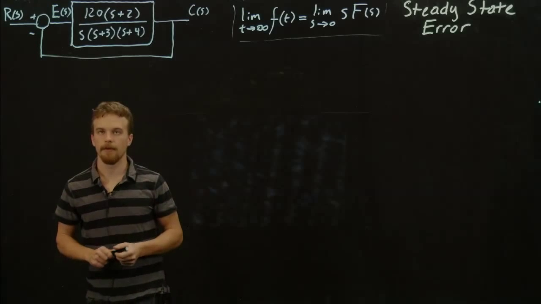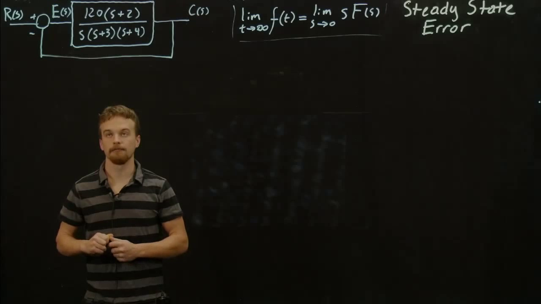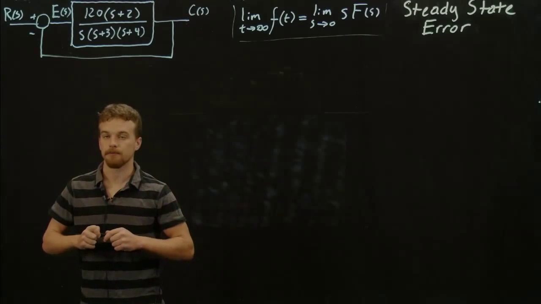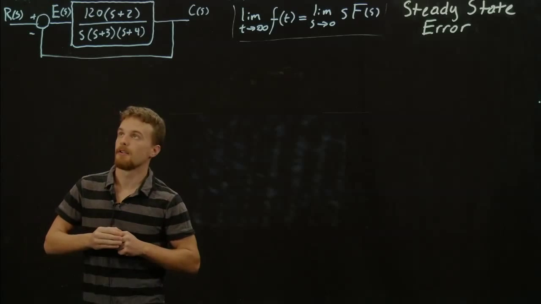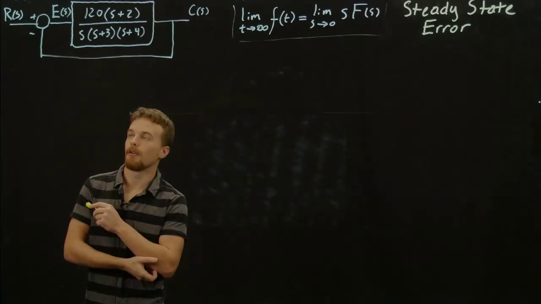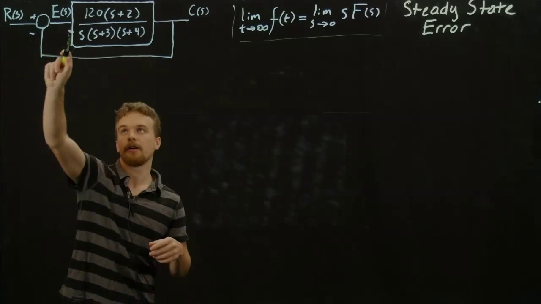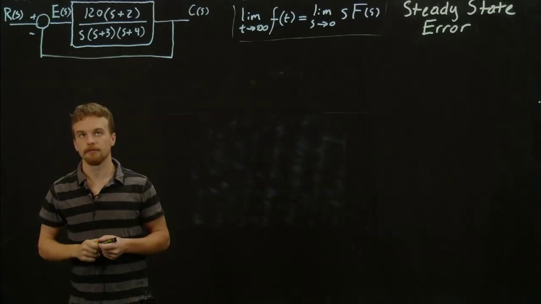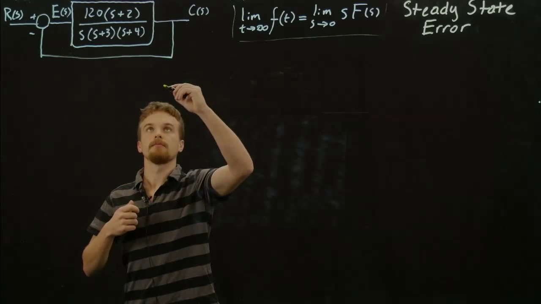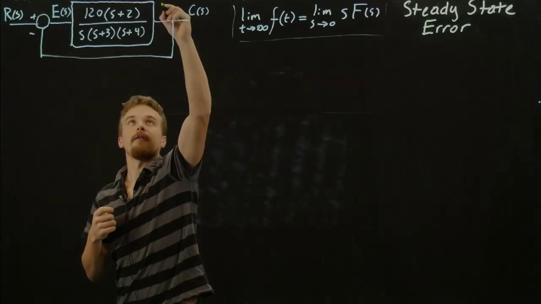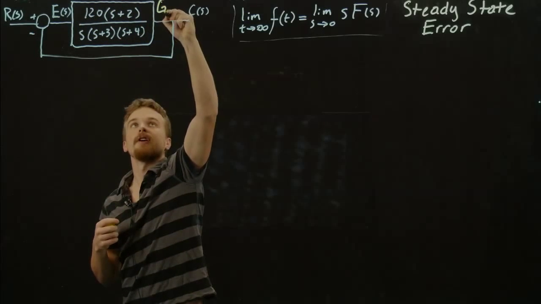So the first thing we'll need to do is find an expression for the error signal. And we'd like to find one that's true for any input R of S. So we'll keep this symbolic, and we'll try to find an expression that relates these two. And for the sake of not writing so much on the board, we're going to call this transfer function inside this box G of S.